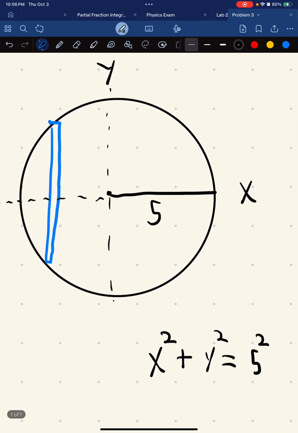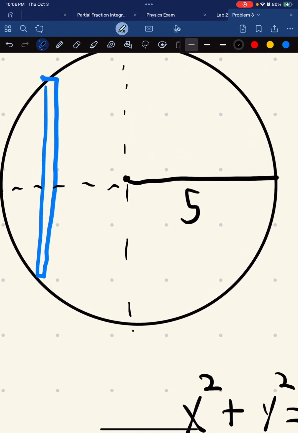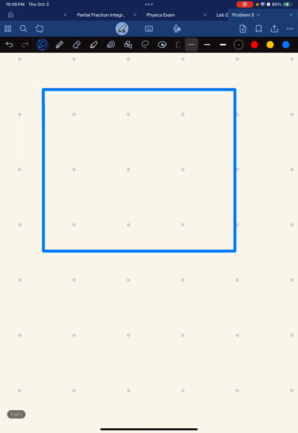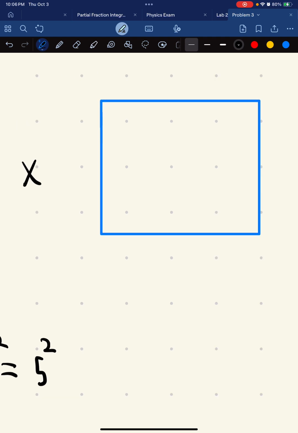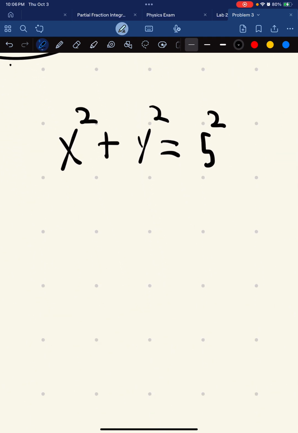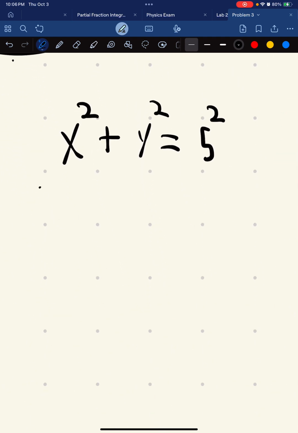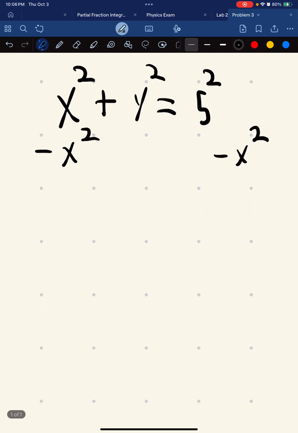And so when we look at a location on our x-axis, this is the location of one of our slices. And what we want to know is the length of one of our slices, because the length of one slice is one of the side lengths of our slice. And so we're going to solve for y. So I'm going to begin by moving x squared to the other side. So we get y squared is equal to 5 squared minus x squared.